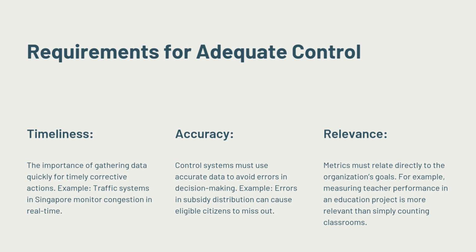Finally, relevance means that the data collected should be directly related to the organization's goals. For example, if a local government is focused on improving clean water access, monitoring water quality and access points would be more relevant than tracking unrelated data like community park usage. Ensuring that control systems are timely, accurate, and relevant is essential for efficient management and achieving the desired outcomes.